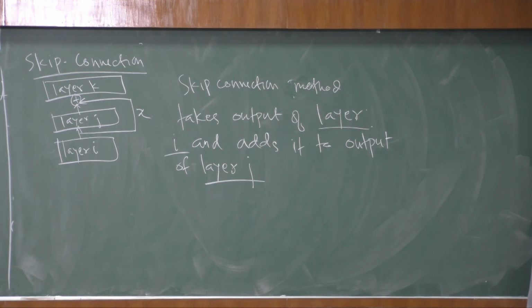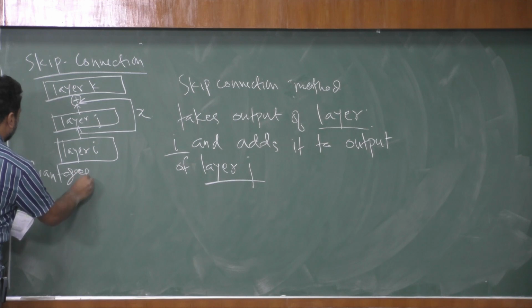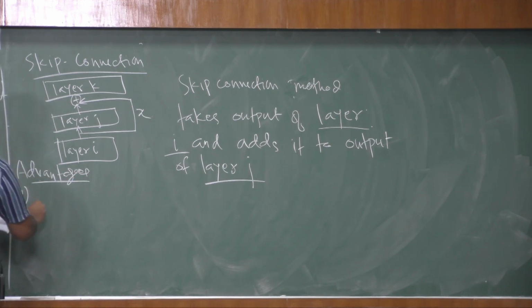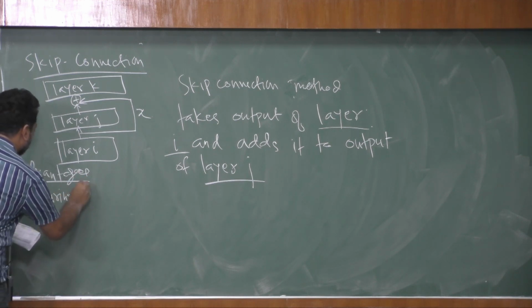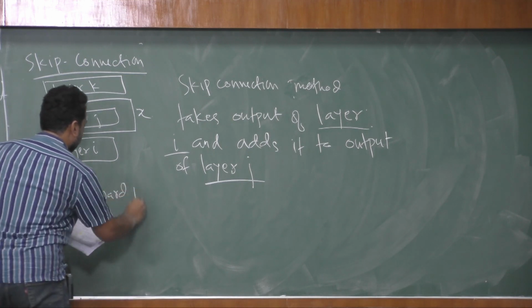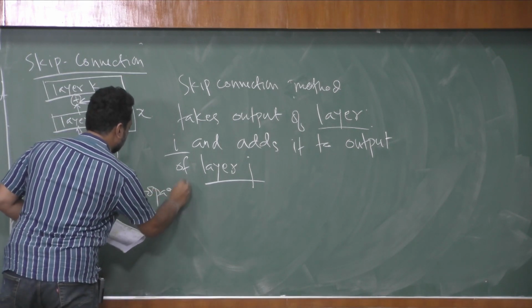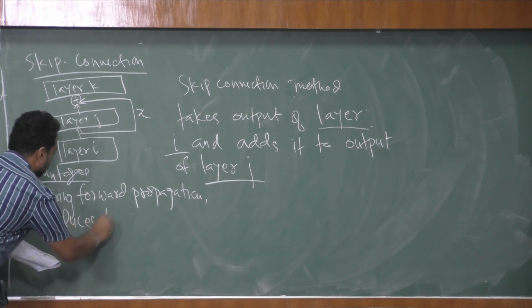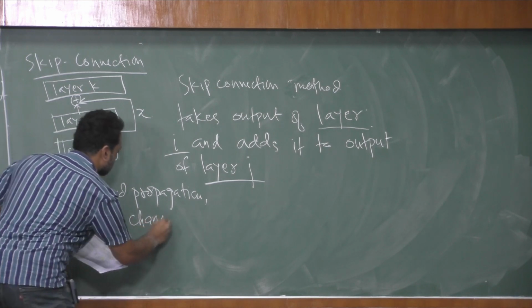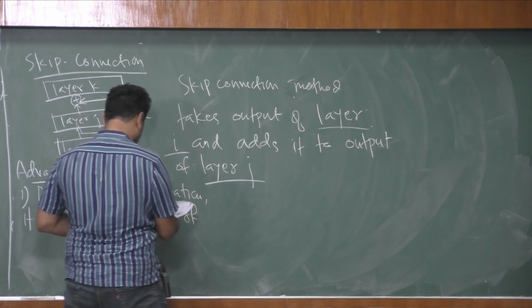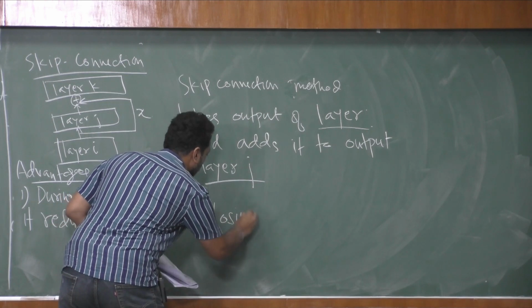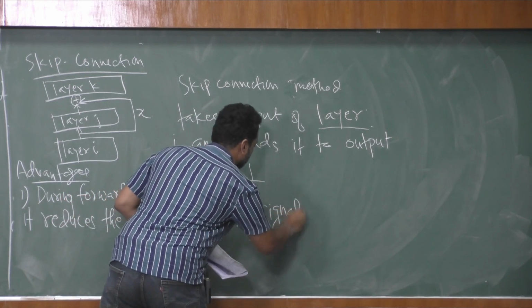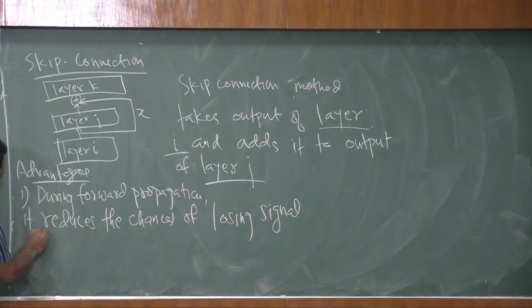So what are the advantages of skip connections? The advantages of skip connections are that during forward propagation, it reduces the chances of losing signal from earlier layers.